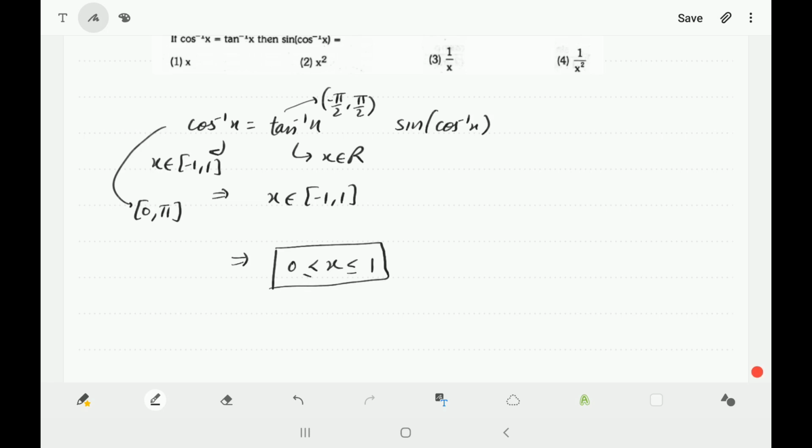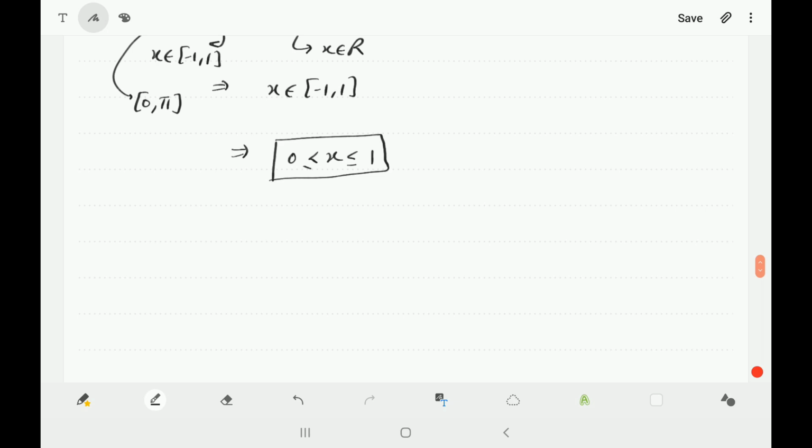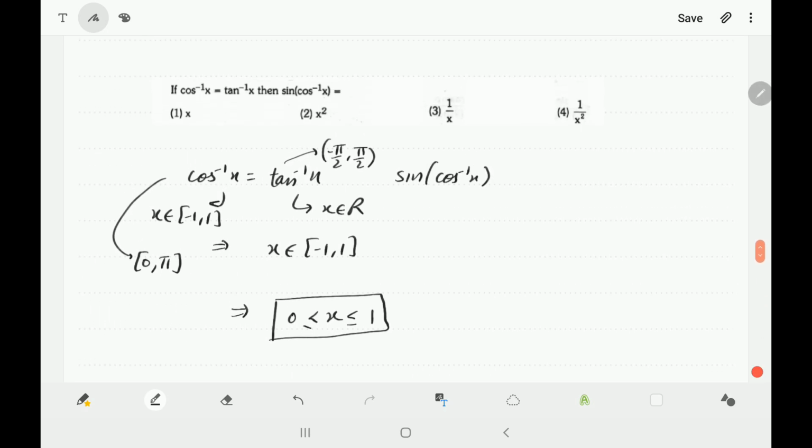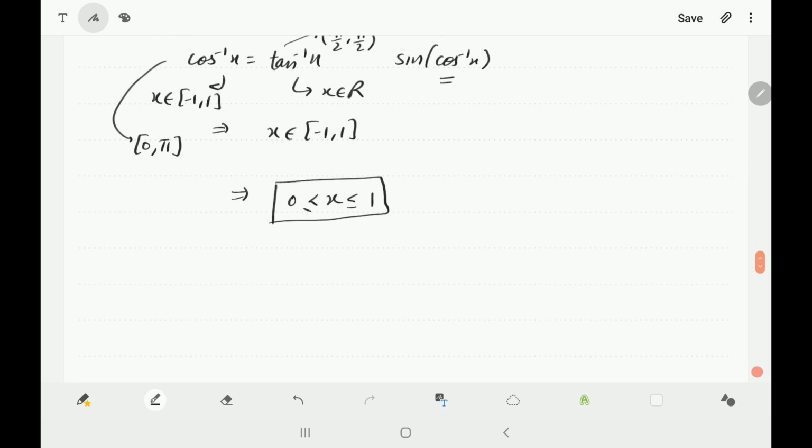If cos inverse x has negative input, the output will go from pi by 2 to pi, which is not achievable in tan inverse x. So it is understood that x should lie between 0 to 1. Now for x lying between 0 to 1, we have to calculate the value of sine of cos inverse x. So we will try to convert this cos inverse into sine inverse.